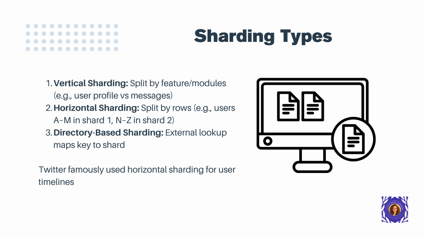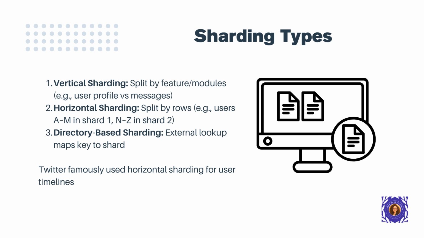Horizontal sharding, or database sharding. This is arguably the most common and powerful type for scaling large datasets. Here, the database is split by rows. For instance, all users with IDs from A to M might be stored in Shard 1, while users with IDs from N to Z are in Shard 2. The key is that the schema remains identical across all shards. Only the data rows themselves are partitioned. This is the method Twitter famously adopted for its user timelines and other core data.